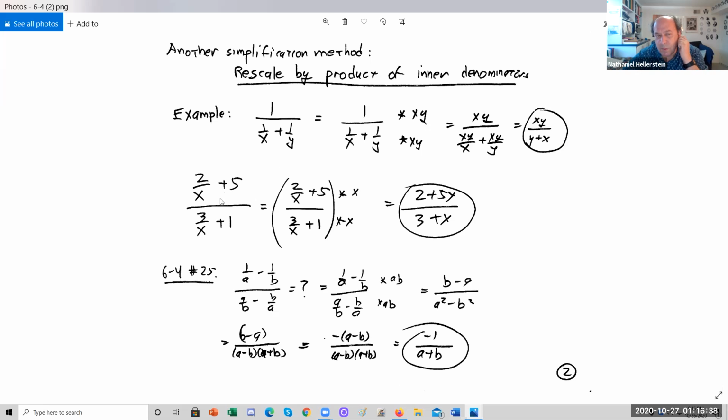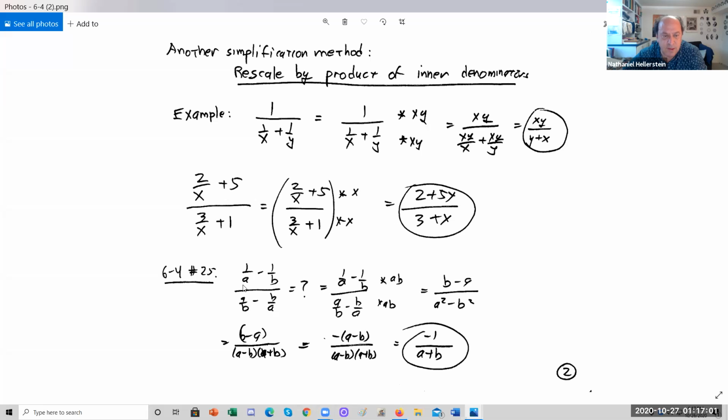Here, 2 over x plus 5, all over 3 over x plus 1. The inner denominators here are x, so we rescale: we multiply above and below by x. 2 over x plus 5, all times x, is 2 plus 5x. 3 over x plus 1, all times x, is 3 plus x. So 2 plus 5x over 3 plus x.